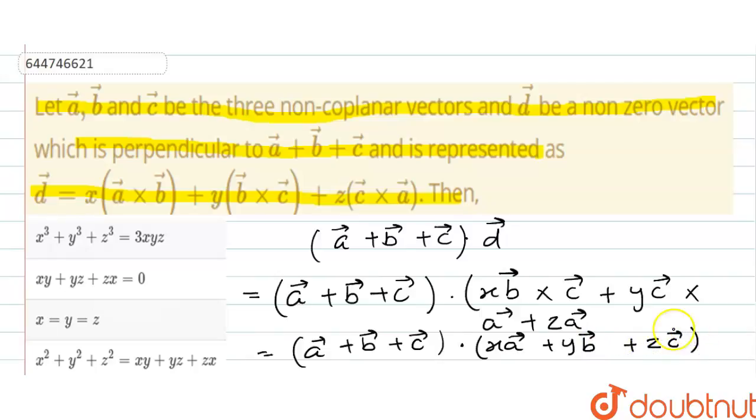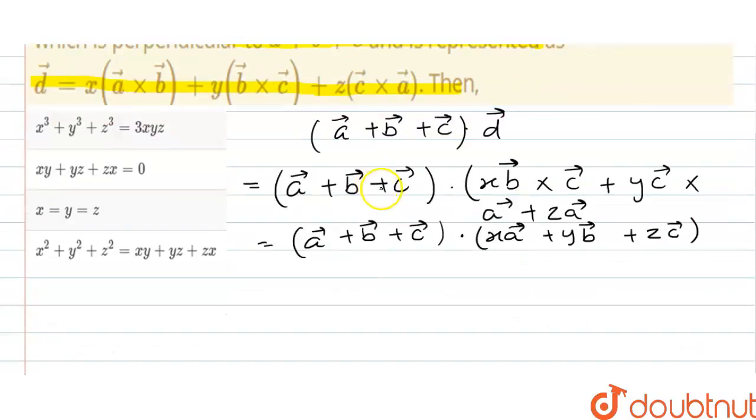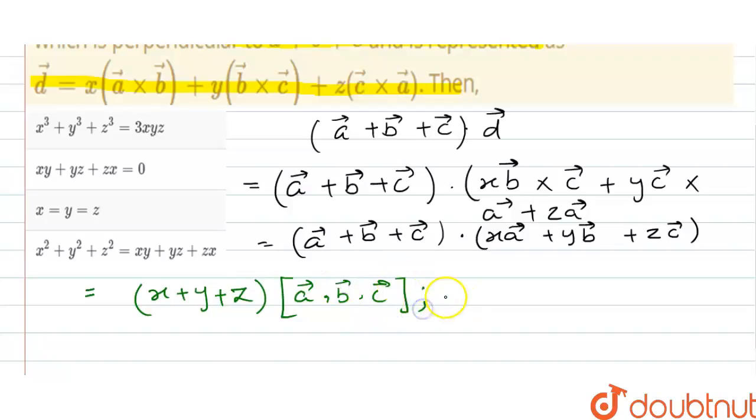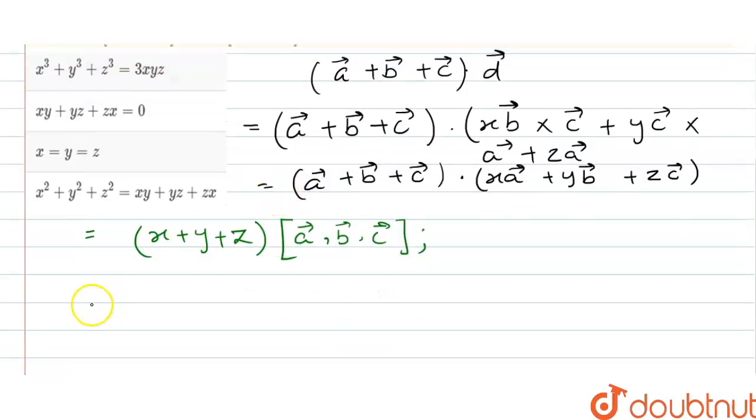We have simplified that. Now we have to simplify more. Then we got x plus y, we have to separate the terms, then we get x plus y plus z and A vector B vector C vector, such that x plus y plus z, A vector B vector C vector is equal to 0.